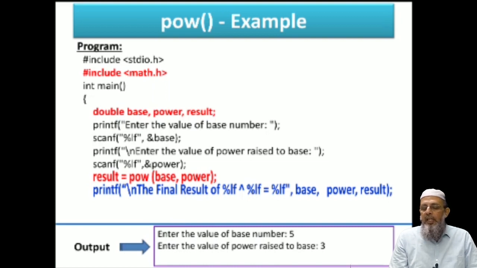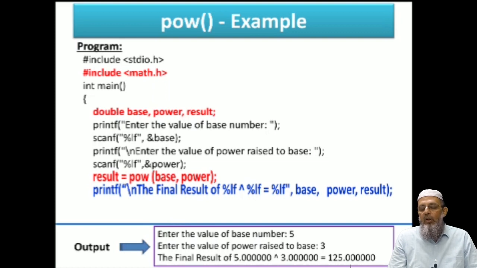So we have used three %lf format specifiers, so we have to provide three variables or three parameters that will be printed by the printf statement. The first is for the base, the second is for the power, and the third is for the result which we have computed. So it will be printed like this: the final result of 5.000000 raised to 3.000000 is equal to 125.000000. So this is the illustration.